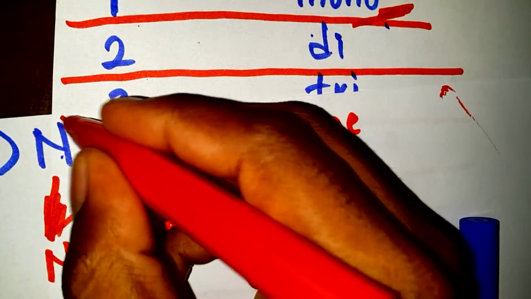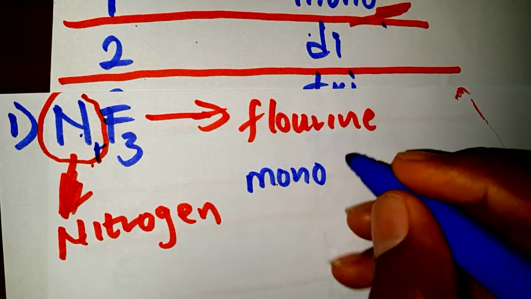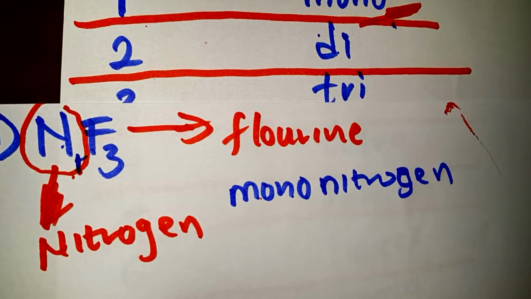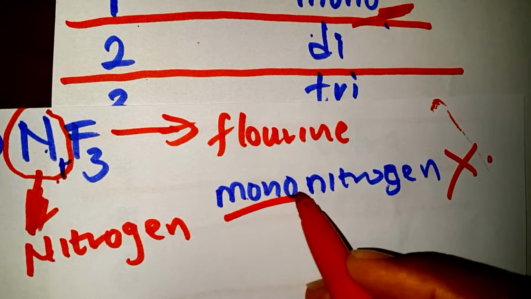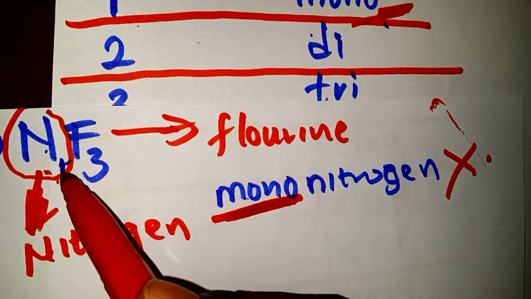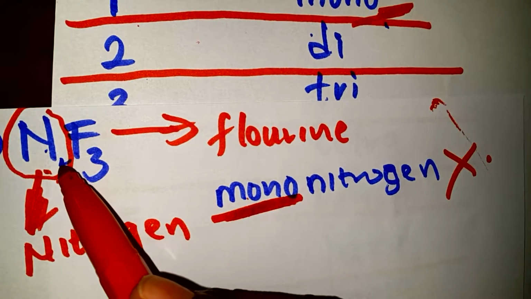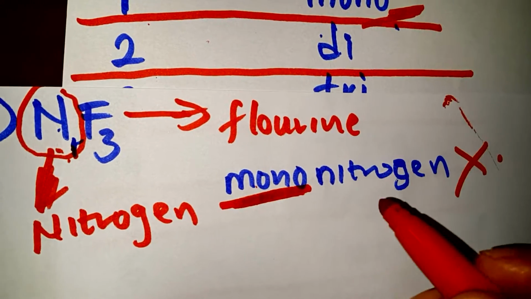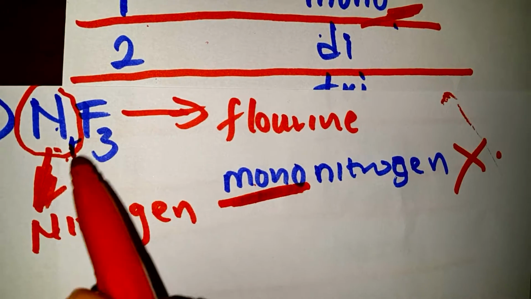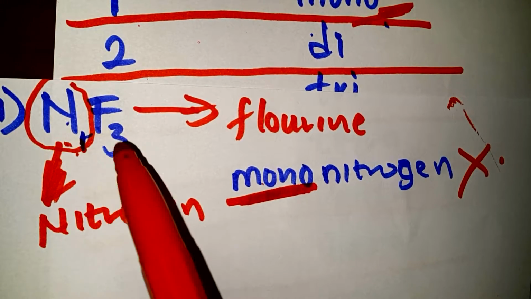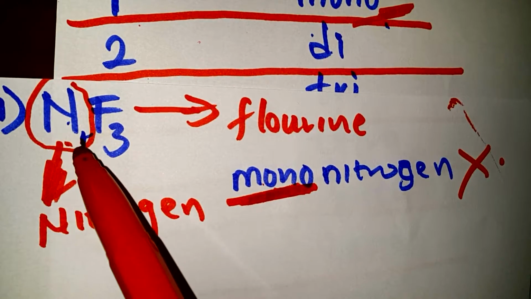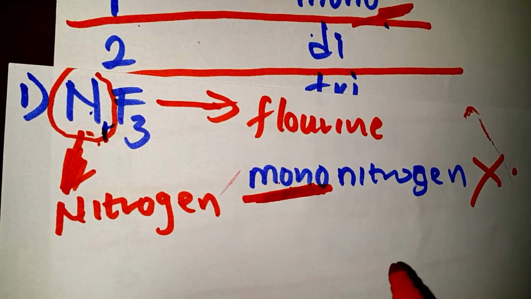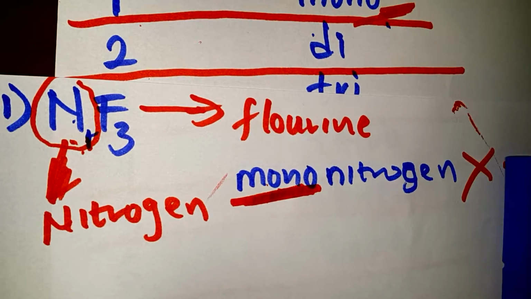Let's name this nitrogen first. This should be mono nitrogen. This is how some students write it, but this is totally wrong. Why? Because if we have any element that is having just one, we don't put mono at the beginning. Here we have nitrogen. This should be mono nitrogen, but we don't start with mono. But if it is 2 here, we can put di. If it is 3, we can put tri. But except 1, if we have 1 here, we don't start with mono nitrogen. That is totally wrong.